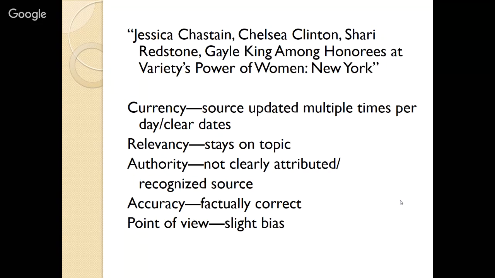Okay, so now let's apply the CRAP test to it. How current is the information? Well, the source, the Variety website, is updated multiple times per day, and it has clear dates for when the article was posted. So that helps to indicate how current the information is. There is a slight problem with the currency here, and that particular article dates from 2017. So there have been other events since then. So it's not as up to date as it could be. But at that point in time, it was as up to date as it could be. So you can say that it is rather current.